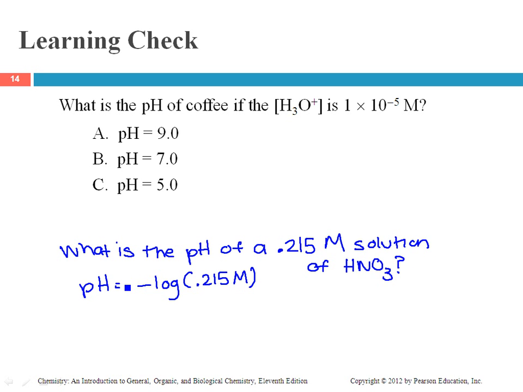You can be given the hydronium concentration, or it can be given to you in the problem as a molarity or a concentration. So we have 0.215 molar. If we take the negative log of 0.215, we get a pH of 0.668. We're given three decimal places, so about 0.668 if we round up.